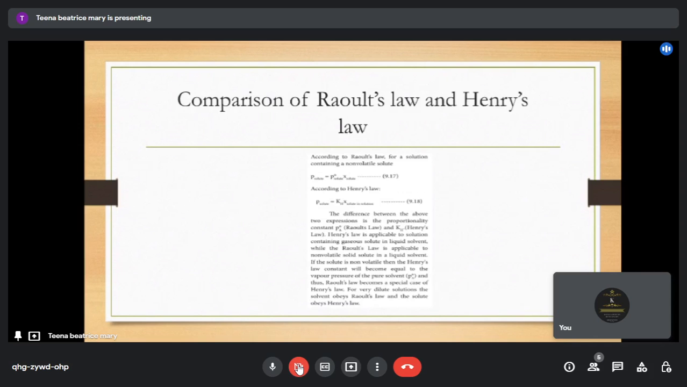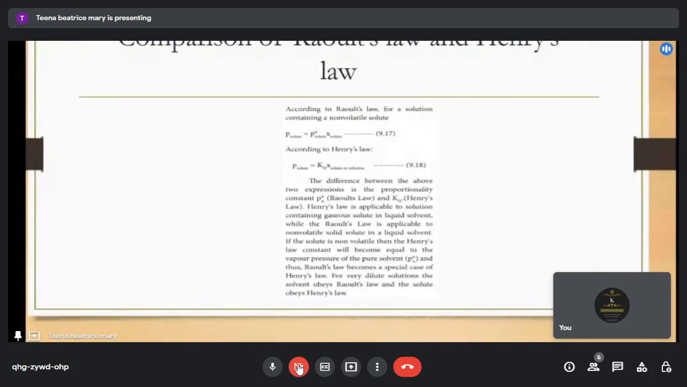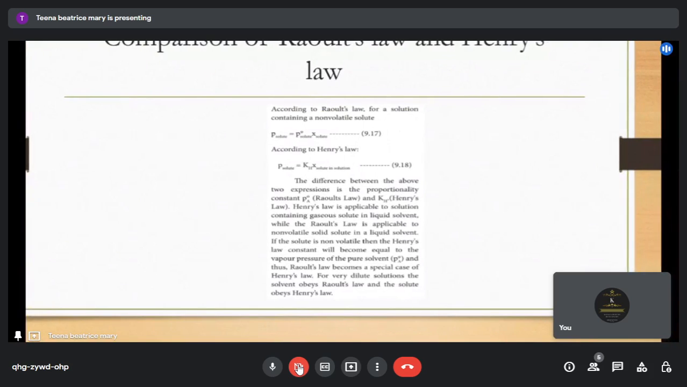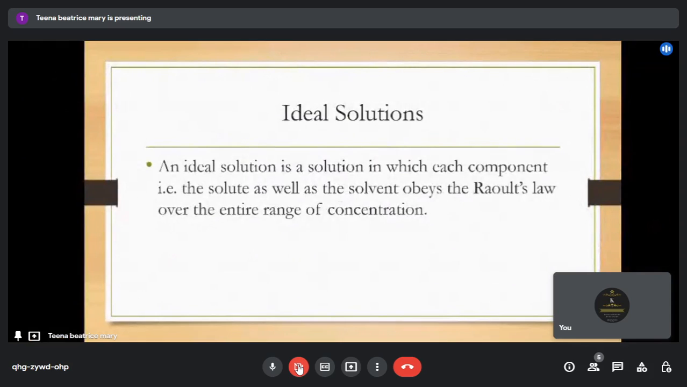Two expressions are seen over here: P naught A, and for Henry's law it is KH. So for a very dilute solution, the solvent obeys Raoult's law and the solute obeys Henry's law. This is applicable for very dilute solutions. And next is ideal solution.